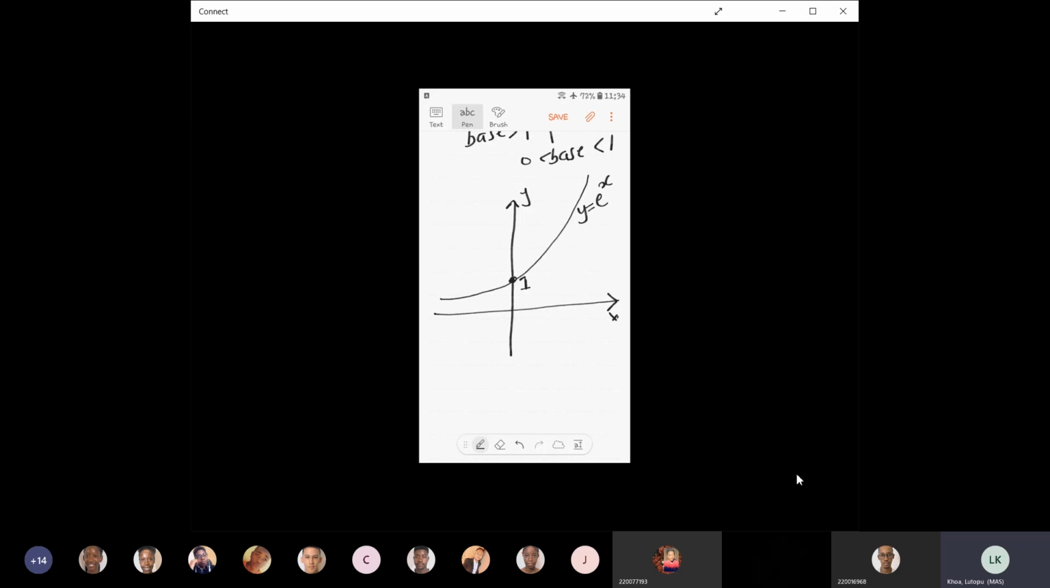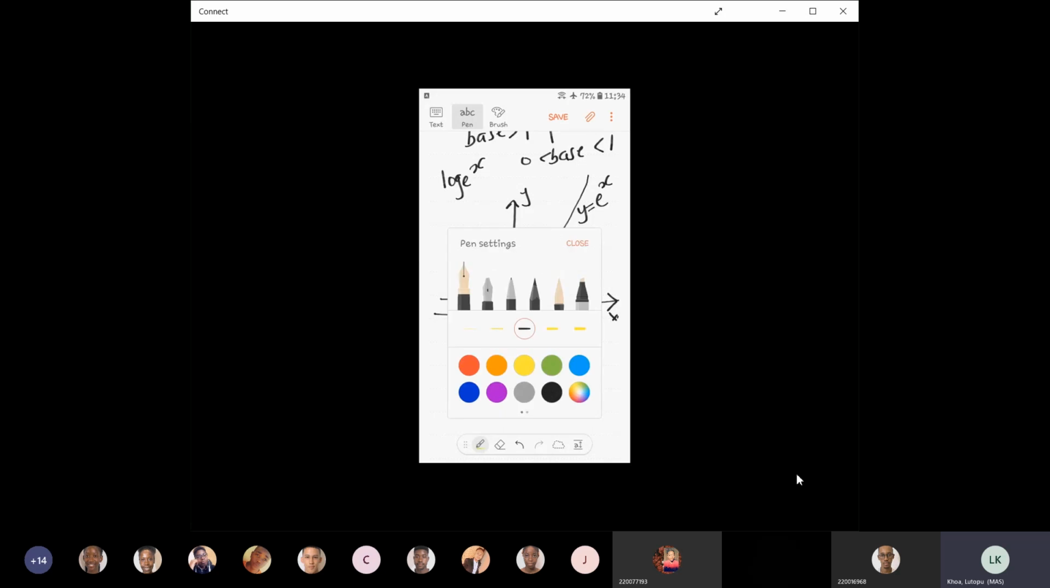Then ln of x, remember ln of x is log base e of x. So I'm plotting the logarithm. To get the logarithm function from the exponential function, what I do is I reflect this graph over here along the mirror y is equal to x. So I need to draw the mirror y is equal to x. Put it there in yellow. So I'm drawing it as a broken line to show that I'm just using it as a mirror.